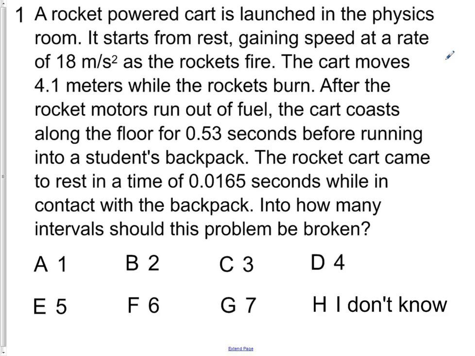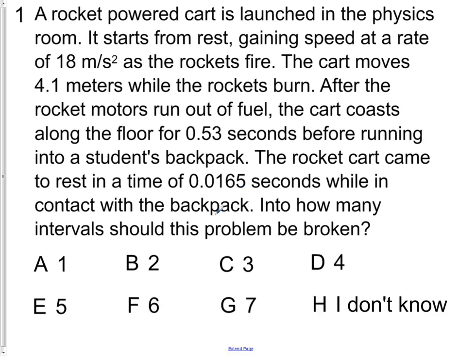A rocket-powered cart is launched in the physics room. It starts from rest, gaining speed at a rate of 18 meters per second squared as the rockets fire. The cart moves 4.1 meters while the rockets burn. After the rocket motors run out of fuel, the cart coasts along the floor for 0.53 seconds before running into a student's backpack. The rocket cart came to rest in a time of 0.0165 seconds while in contact with the backpack. Into how many intervals should this problem be broken?